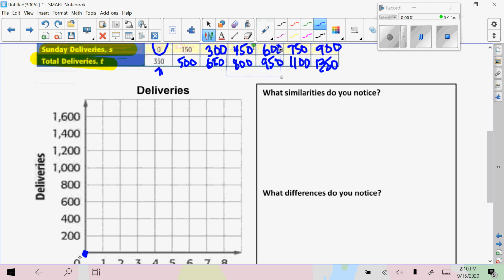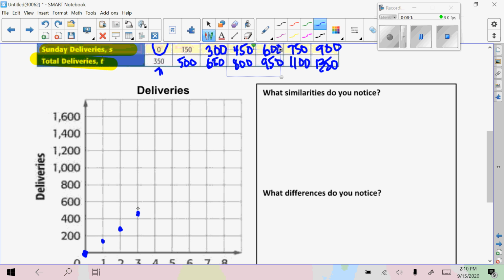Then we have a point at 0, 150. Then we have a point at 2, 300. That means 2 hours, 300. 3 hours, 450, and so on.